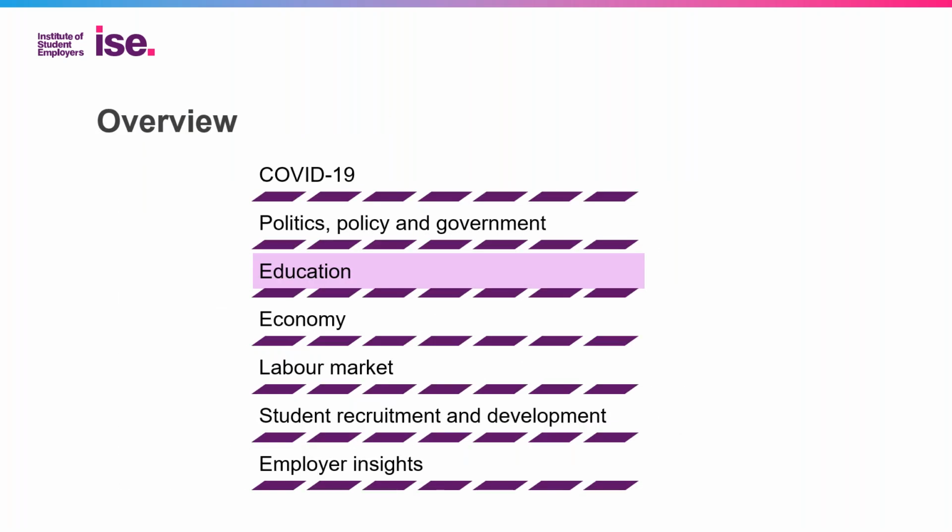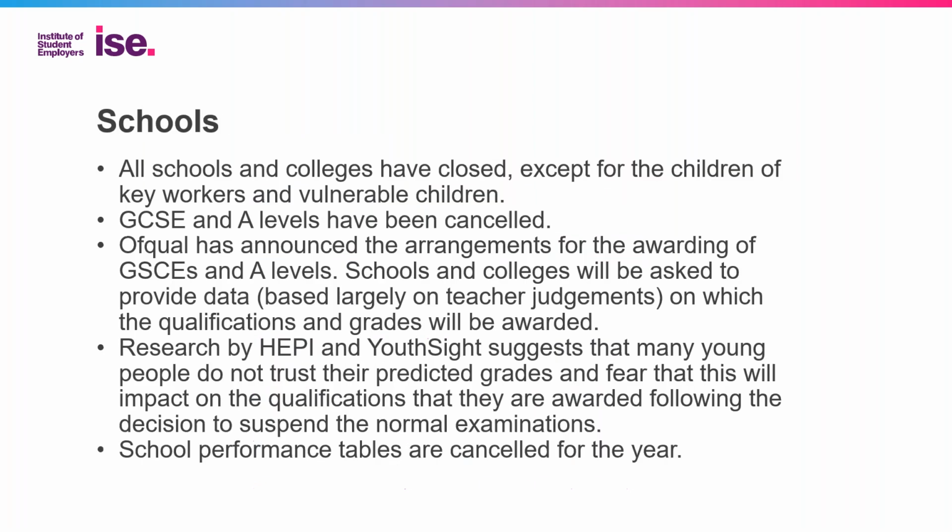So if we look at what's happening in education, let's start with schools. All schools and colleges have closed, except for the children of key workers and vulnerable children. GCSEs and A-levels have been cancelled. The examinations, at least, have been cancelled. And Ofqual has now announced the arrangements for the awarding of the GCSEs and the A-levels.